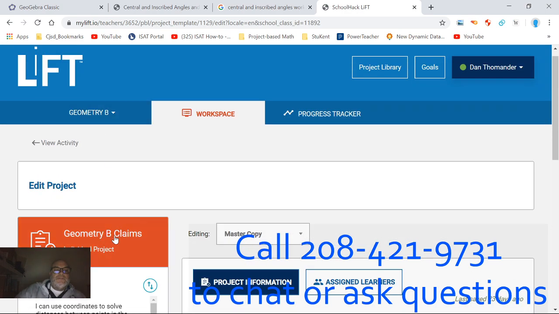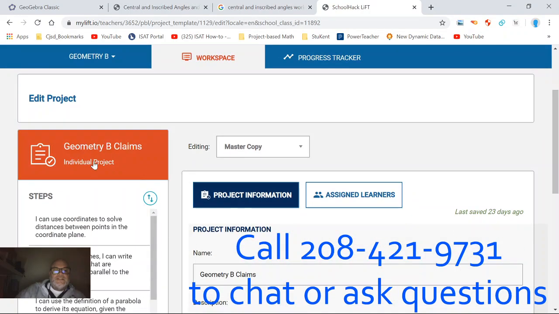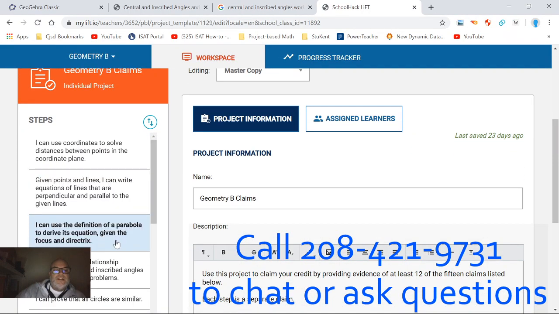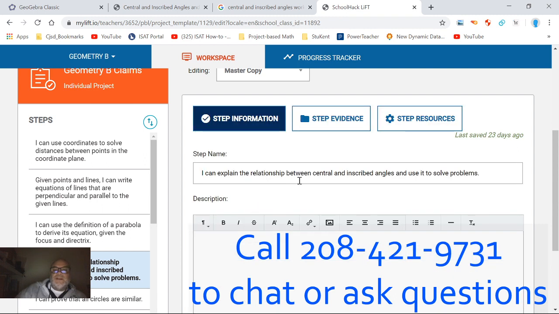We're working through Geometry B, where we're looking at loading stuff into Lift. Your project is to try and earn these credits by demonstrating evidence. We did a BLITZ the other day, which was using the definition of a parabola to derive the equation if we were given the focus and directrix. And now we're on to this one: I can explain the relationship between central and inscribed angles and use it to solve problems.